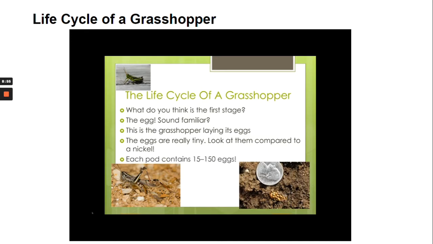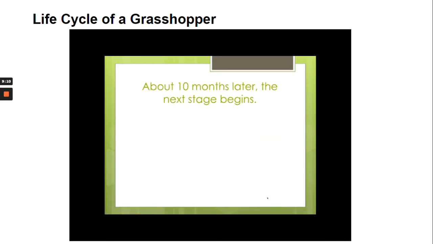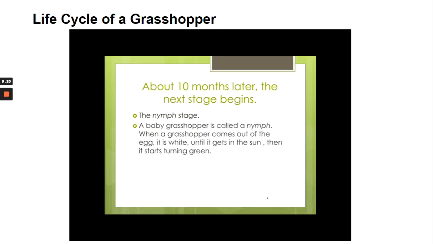Each pod contains about 15 to 150 eggs. Can you believe this little pod right here has about 150 eggs? That is a lot of eggs. About 10 months later, the next stage begins. The nymph stage. A baby grasshopper is called a nymph.